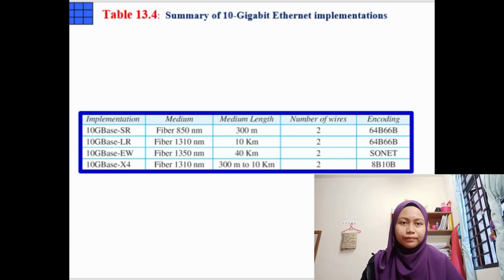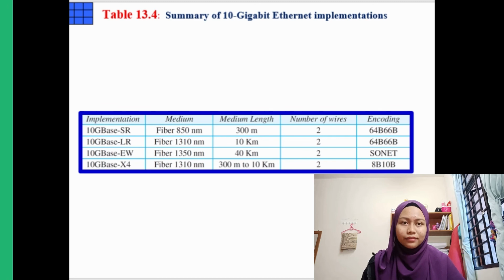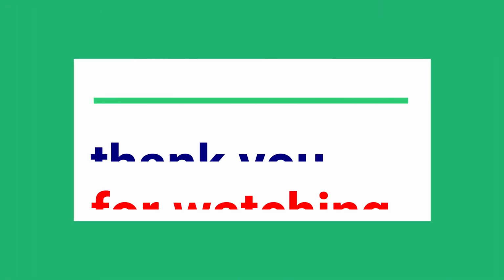Next, 10 Gigabit Ethernet, also known as standard 802.3ae. Okay, this time, this Ethernet evolution does not use distinctive approaches for medium access, unlike Gigabit Ethernet. It only uses full duplex. There are 4 implementations that are the most common, and this is the summary: 10GBase-SR, 10GBase-LR, 10GBase-EW, 10GBase-X4.